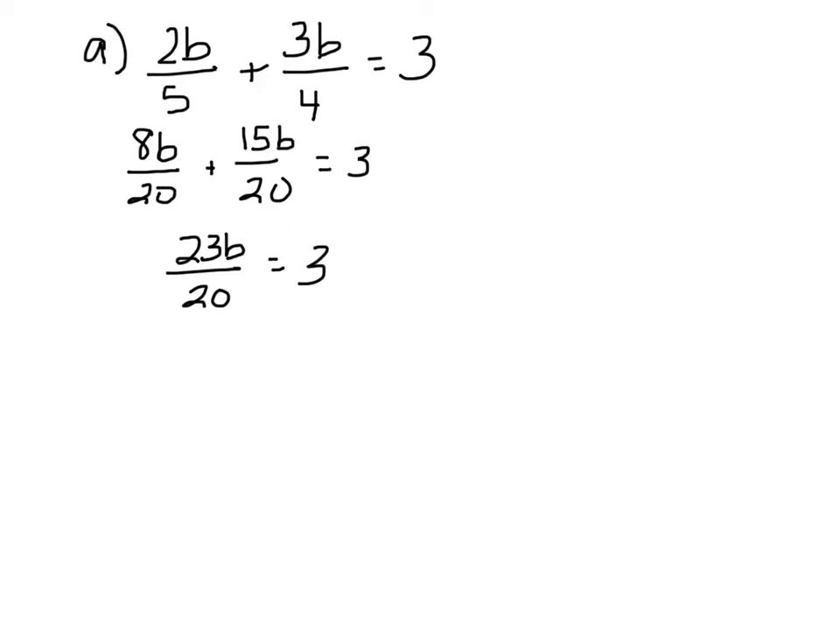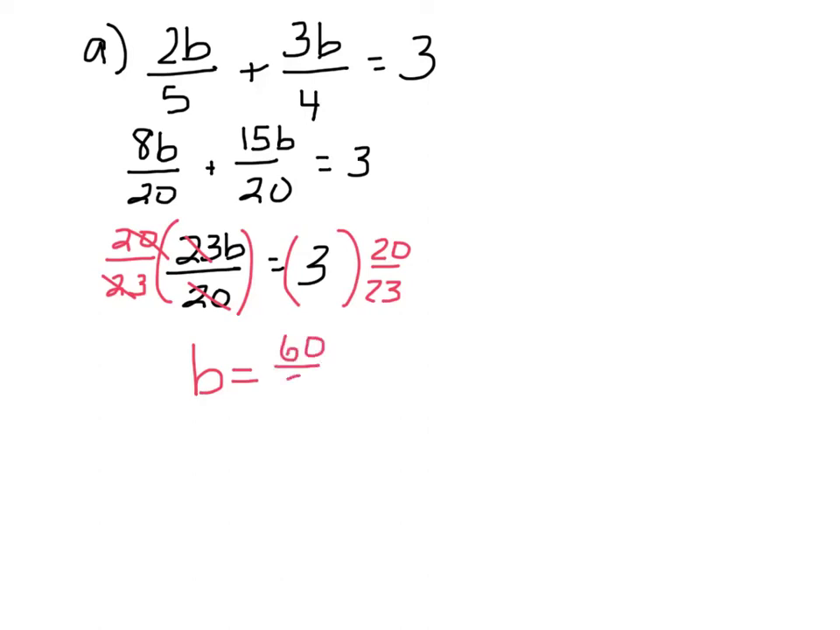You now can times by 20 and divide by 23, or whenever you have a fraction, you just multiply by the reciprocal. 20 23rds, 20 23rds. These cancel, so all you're left with is b equals 3 times 20 is 60. You get 60 23rds. If you can simplify that, you can.